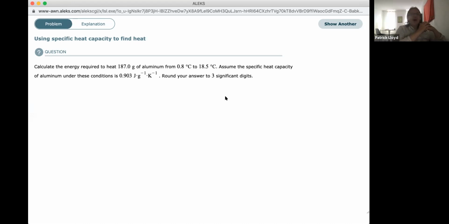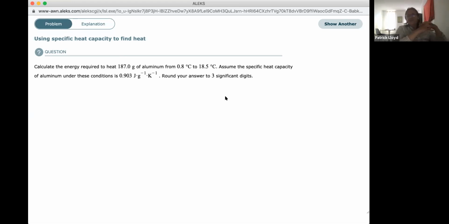So in any case, calculate the energy required to heat 187.0 grams of aluminum. Aluminum is a pure substance, an element, from 0.8 degrees Celsius to 18.5 degrees Celsius. Assume the specific heat capacity of aluminum under these conditions is 0.903 joules per gram per Kelvin. So that's joules divided by grams divided by Kelvin. When you have the -1, that's divided by. Round your answer to 3 significant digits.